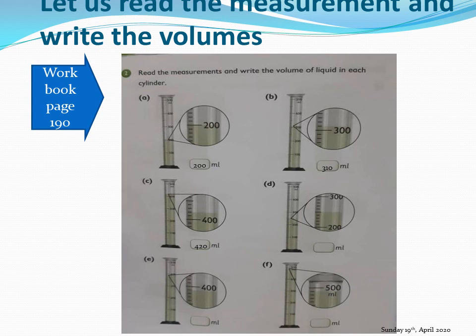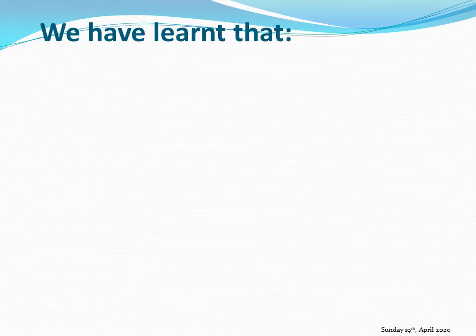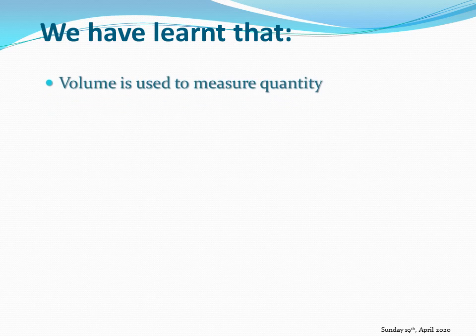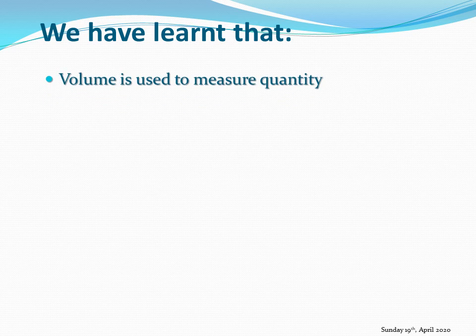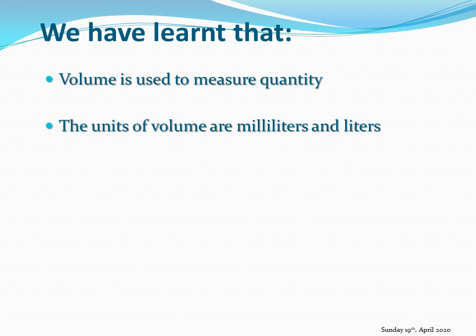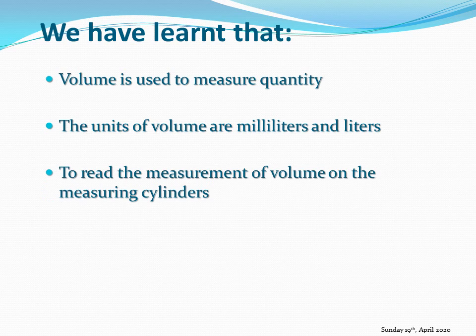Now I'm going to leave you to answer D, E, and F just to be sure that you understand very well. Now we've had an interesting lesson. Today, we learned that volume is used to measure quantity. When you want to measure quantity, how much it is or how little, it is volume that you use. We've also seen the units that we use to measure volume, milliliters and liters. Also, we've learned to read the measurements of volume on our measuring cylinders. Now we know when it is 420 milliliters, we know when it is 310 milliliters, because now we can read it on our measuring cylinder.